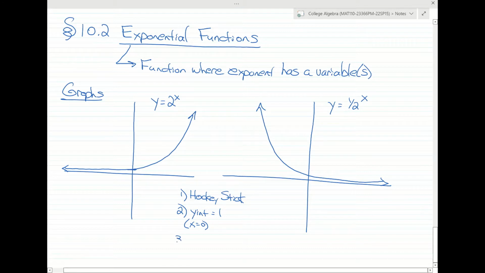The third thing to keep in mind is what's called the horizontal asymptote. It's just going to be y equals 0. We've talked a little bit about asymptotes in this class. An asymptote is just a line that a graph gets close to. So these graphs are going to get close to the line y equals 0, but they're not actually going to touch it.